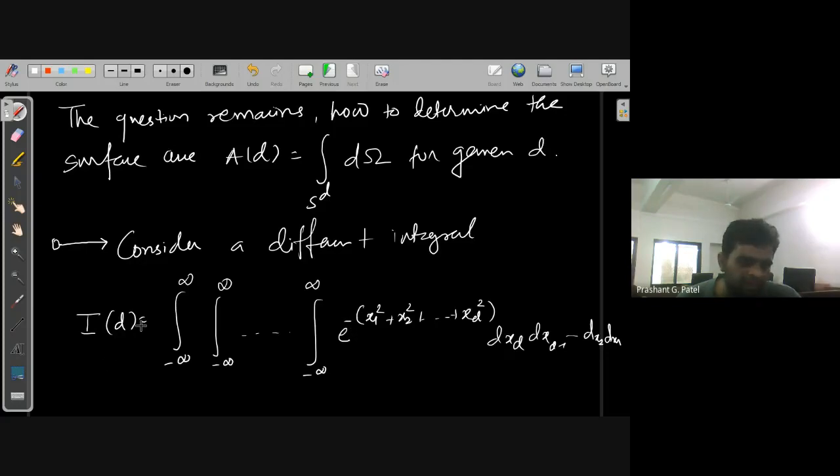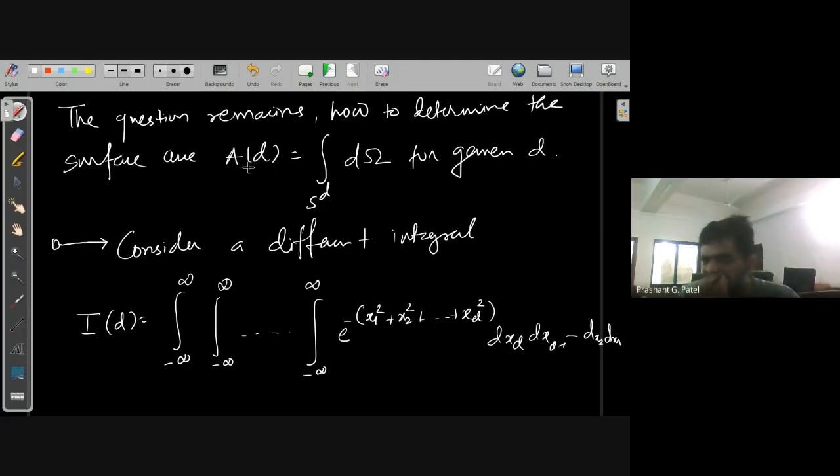And this I_d can be computed by using both Cartesian and polar coordinates. So to compute this I_d, we'll use the Cartesian coordinates as well as polar coordinates. Integrating in polar coordinates, this I_d is exactly the surface area A_d. That I will prove later on. And equating these two results allows us to solve for this A_d.